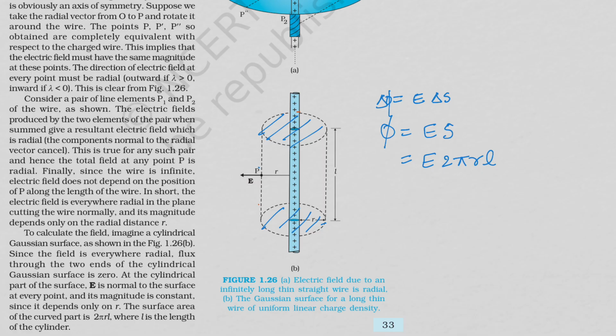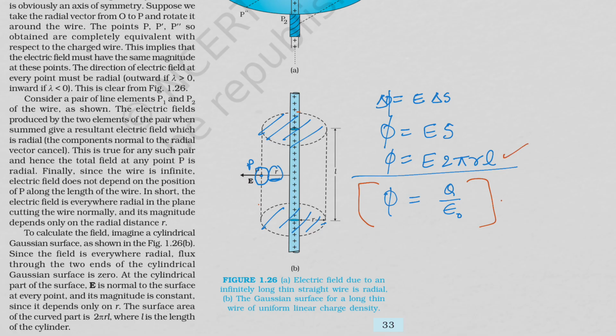And we are here to find the electric field at the point P, which is R distance away from the line charge, what we can see here. So this is the flux. This is the total flux. And according to Gauss's law, the flux is actually equal to charge, okay, which is Q upon epsilon naught. This is what Gauss's law says. So flux is actually equal to Q upon epsilon naught.